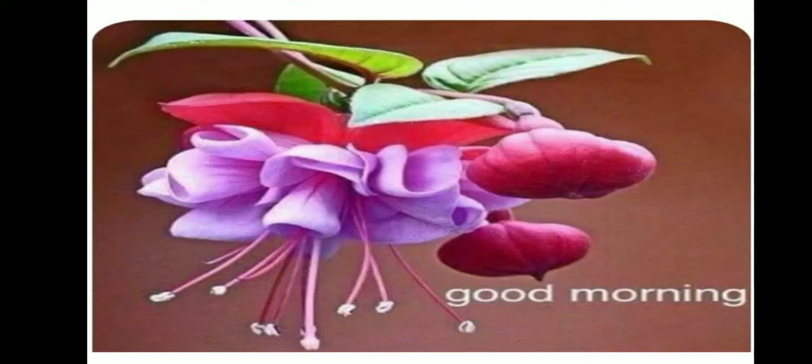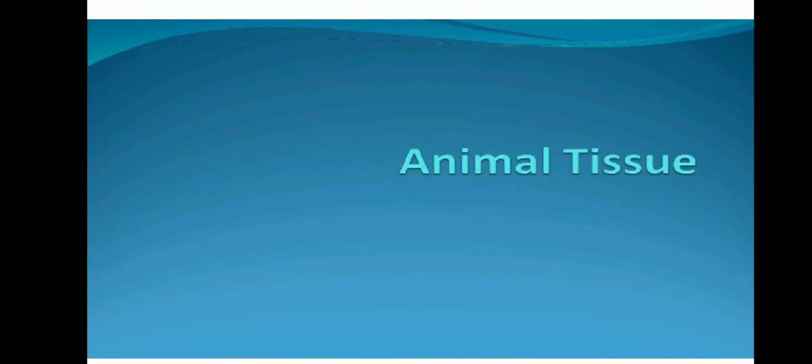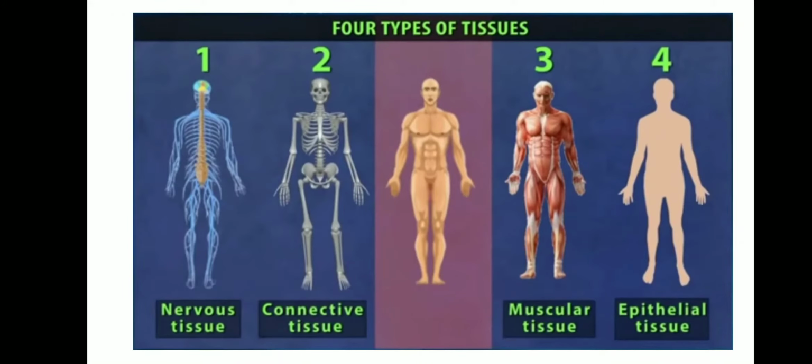Today we are going to see about a kind of animal tissue. There are four types of animal tissues. They are nervous tissue, connective tissue, muscular tissue, and epithelial tissue. In the previous class, I taught you about epithelial tissue, isn't it? Today, we are going to see about one of the most abundant and widely distributed tissues. What's that? You're going to find out.